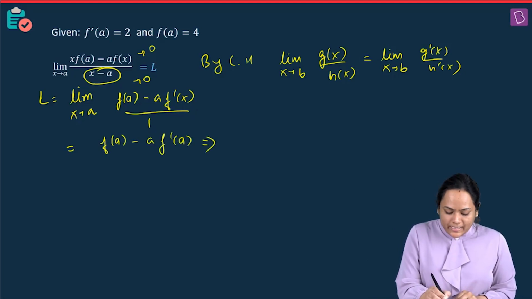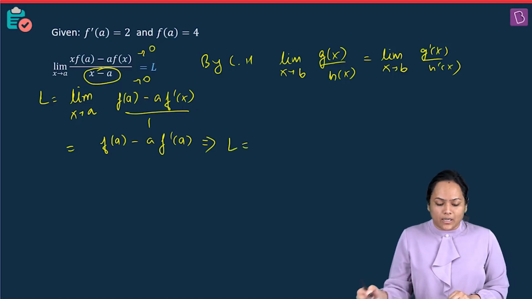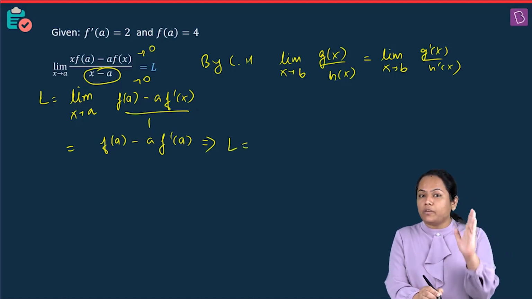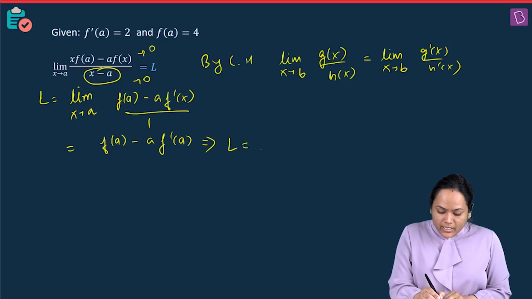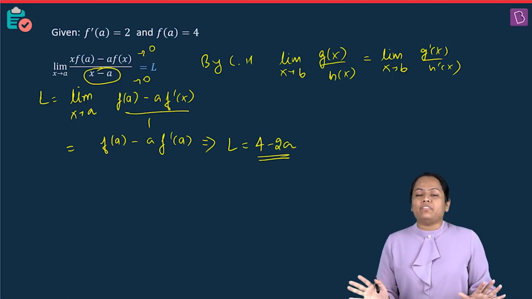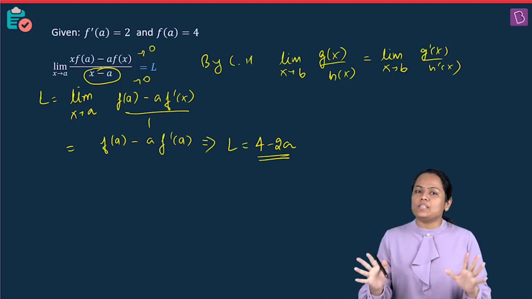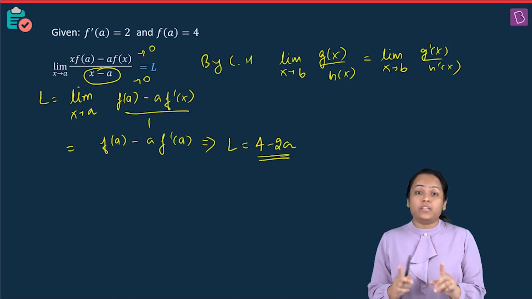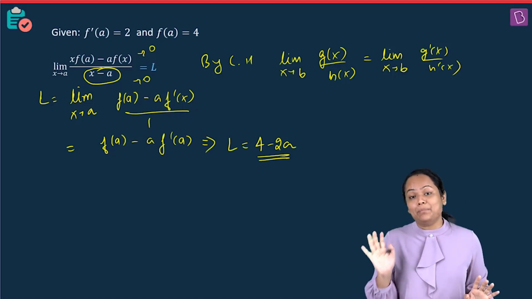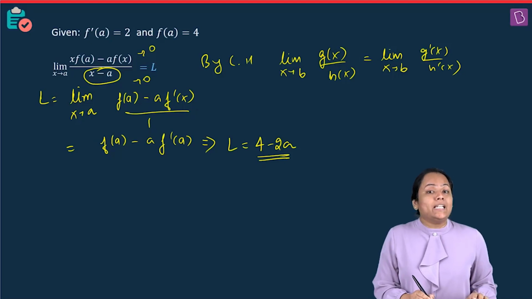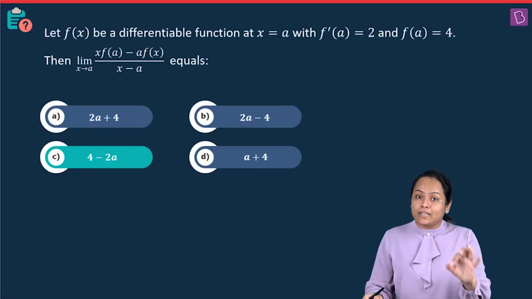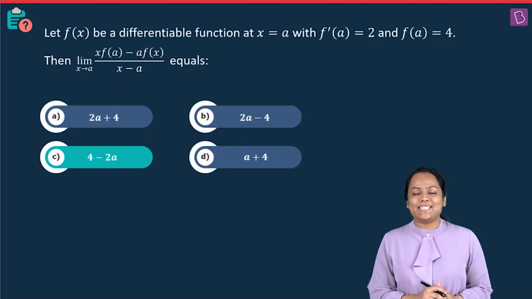So when I do that, it's going to give me f(a) minus a times f'(a). Or I can say that my final limit answer comes out as, when I substitute the values of f(a) and f'(a), 4 minus 2a. This will be the final answer. Isn't it easy? Yes, it is. We have to just apply L'Hopital's rule. Definitely, you don't have to leave this question and attempt it. Okay, so the final answer is with us and the right option will be C.